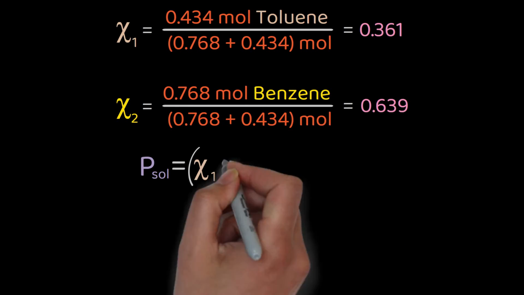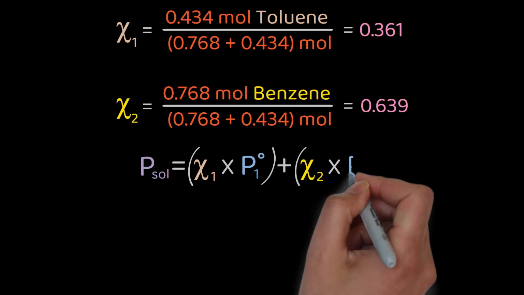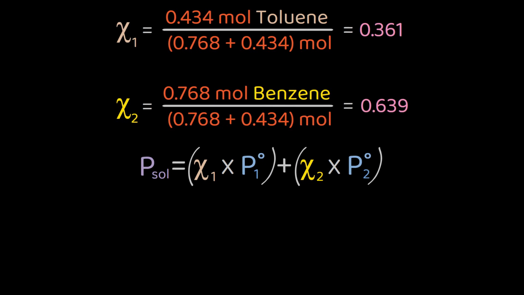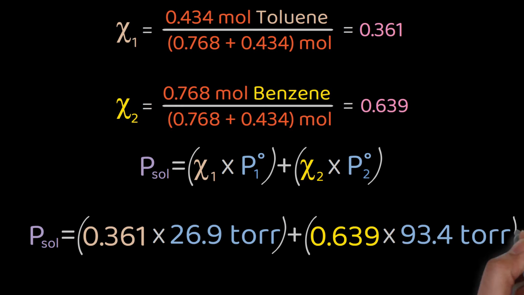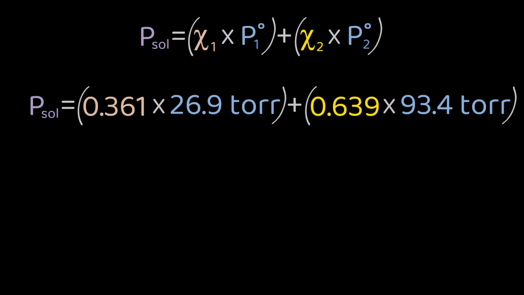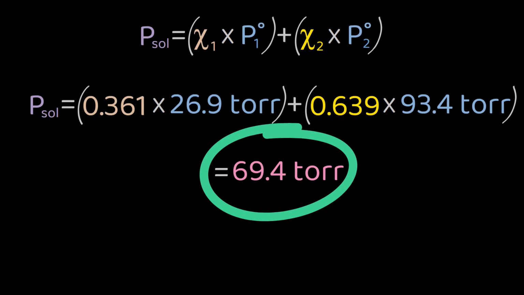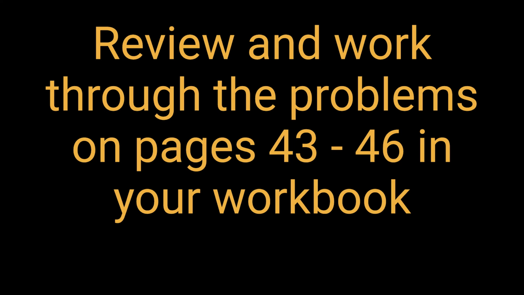Now we just multiply each mole fraction by the vapor pressure of that pure substance, add those together, and we get 69.4 torr as the vapor pressure of the combined solution. Review and work through pages 43 through 46 in your workbook.